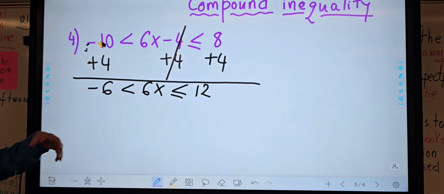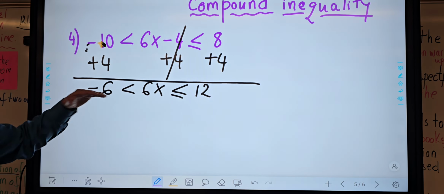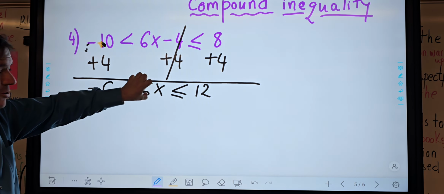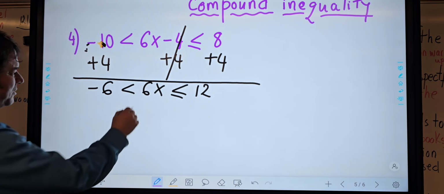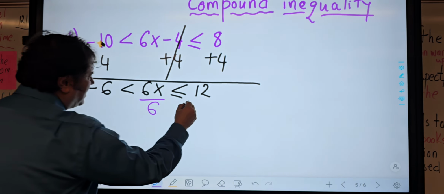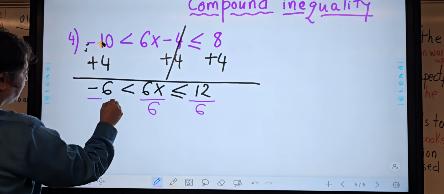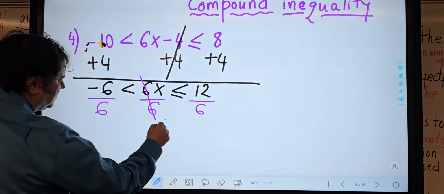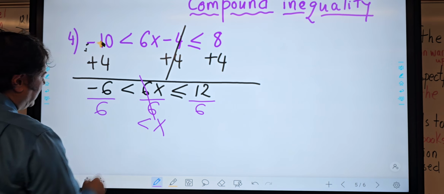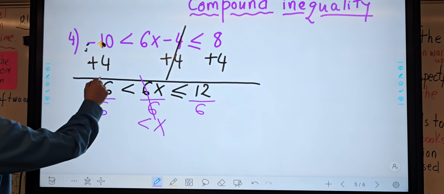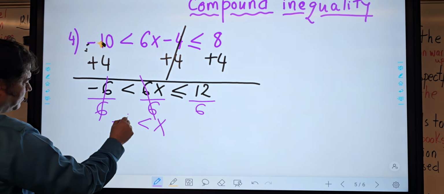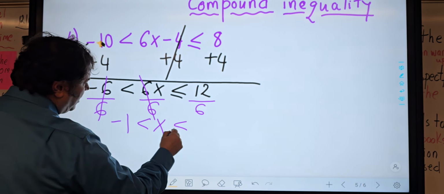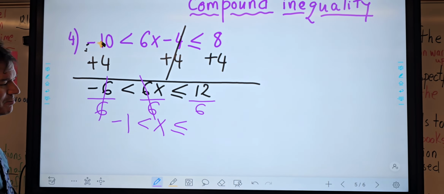And now let's see what's going to happen here, right? Now we have to divide both sides by 6 in order for us to get the x by itself. So let's divide by 6 on both sides. 6 and 6 simplifies to 1x. Greater than negative 6 divided by 6 becomes negative 1. And then less than or equal to 12 divided by 6 becomes 2.